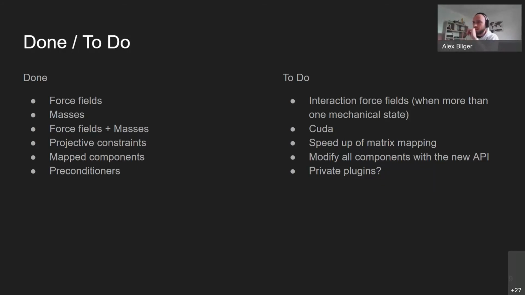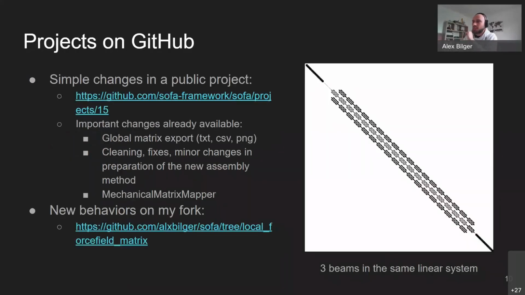That's it. So you can follow the project. I hope you can see my mouse on this GitHub project. Those are the changes that are already in the public repository so far. And there is a fork of SOFA on my GitHub account, with all the changes that I presented in this presentation. Thanks.